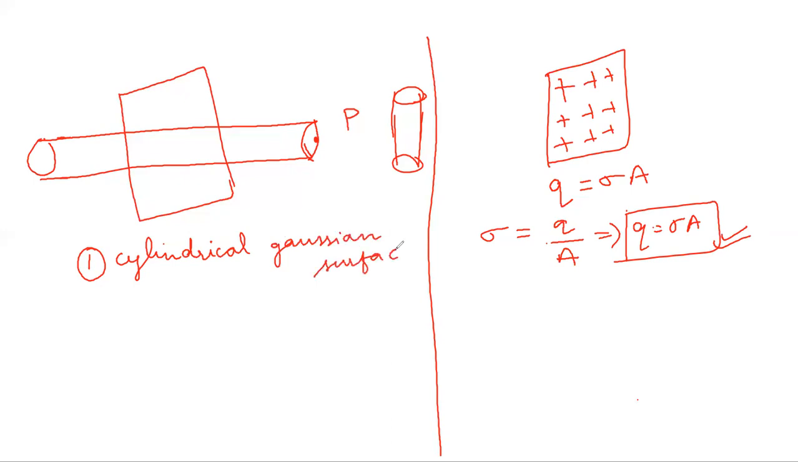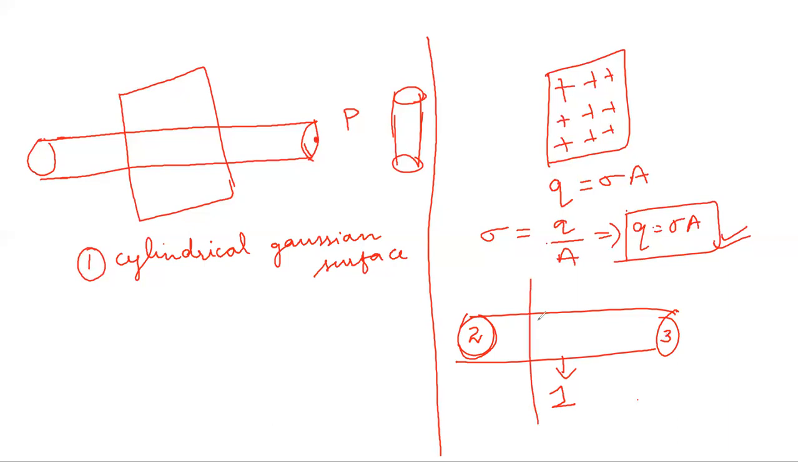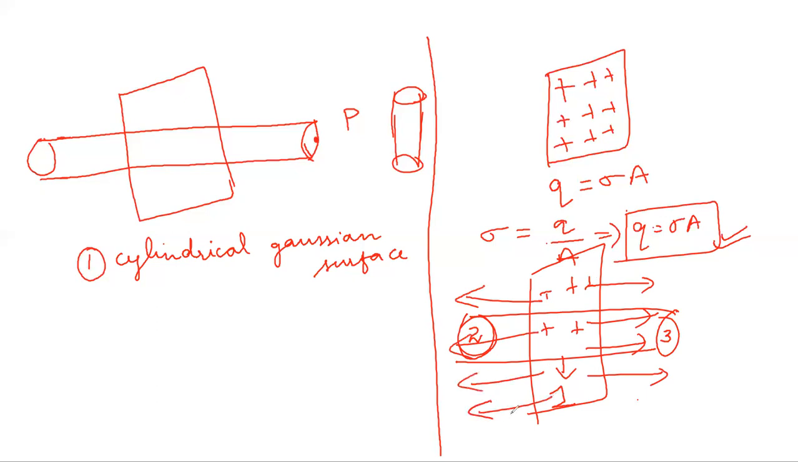Next, this Gaussian surface can be split into three parts. If you see, this is the cylinder that I have considered. Let's say this is the curved part, that is 1. This is 2, and this is the other end, 3. Since this is a plane sheet and the charges are everywhere like this, the electric field will be directed outwards like this. Here also. So this is how the electric field is and this is how my surface is.